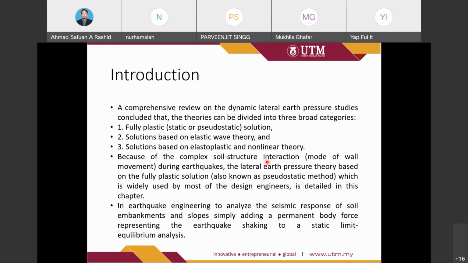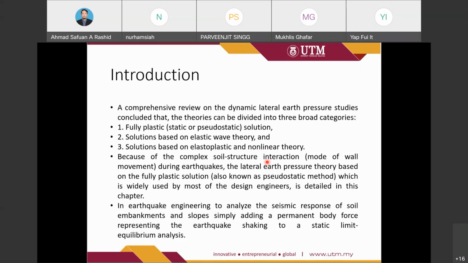Then a comprehensive review on the dynamic lateral earth pressure studies concluded that the theory can be divided into 3 broad categories. The first one is based on fully plastic or static solutions, then solutions based on elastic wave theory, and the last one is solutions based on elastoplastic and non-linear theory.